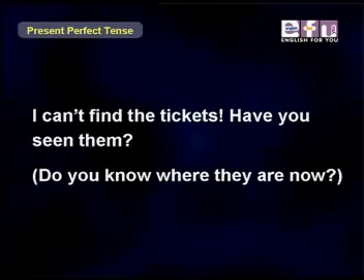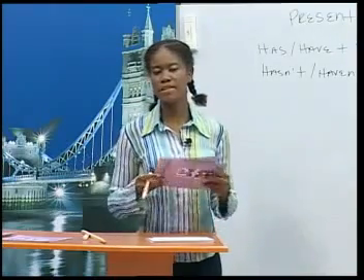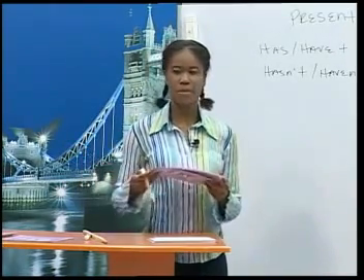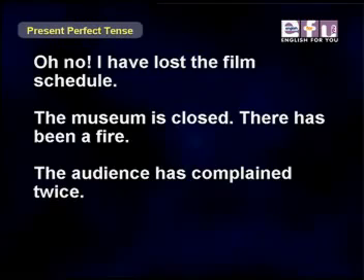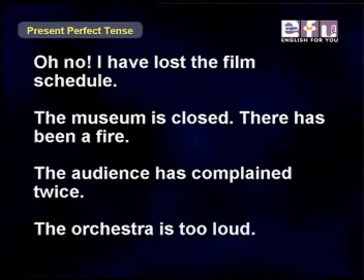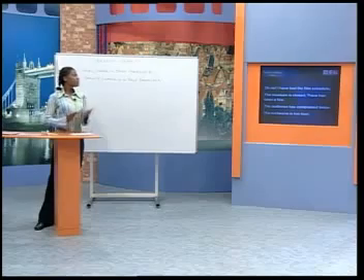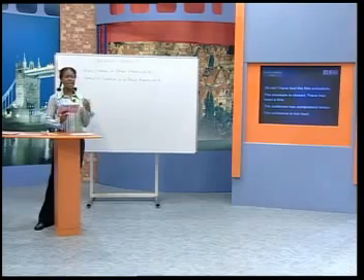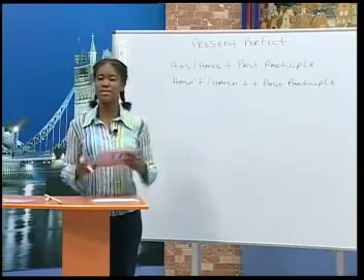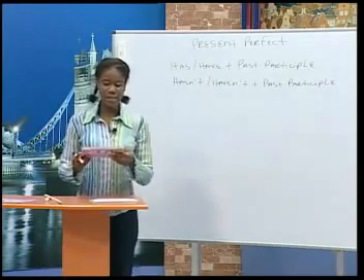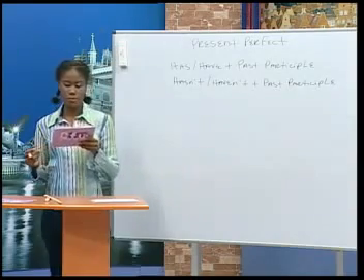In other words, we often use present perfect to give new information. For example, oh no, I have lost the film schedule. The museum is closed. There has been a fire. The audience has complained twice. The orchestra is too loud. So you can see in these examples that the time is unspecified in the past and there is a connection to now. All right, here is the form for the yes-no question form.